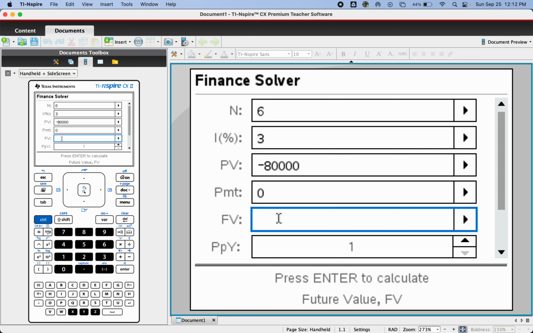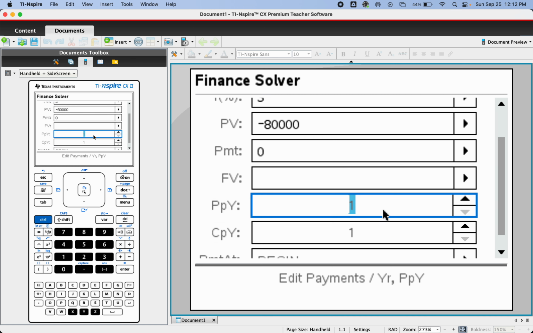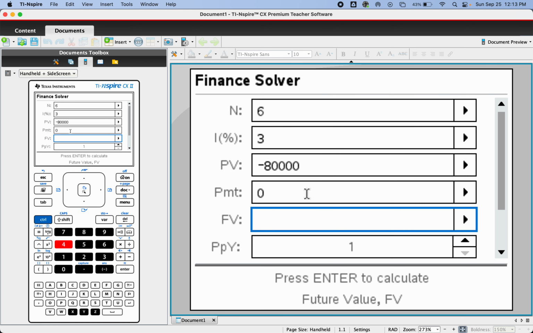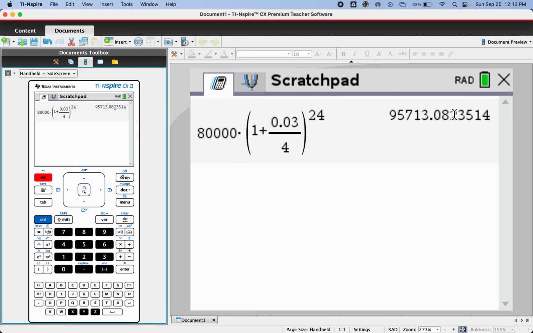We don't. Future value is what we want to solve for, so we'll go back and fill that in a second. Payments per year, well, that's actually 0. And the compounding periods, the interest is actually paid 4 times a year. So I believe we're all good to go with this. Let me just double check. So, 6 years, 3% interest, putting in 80,000, no additional money, and we want the future value. So I'm just going to push enter now, and it gives 95713.08. That looks very good because that is actually what's here also.